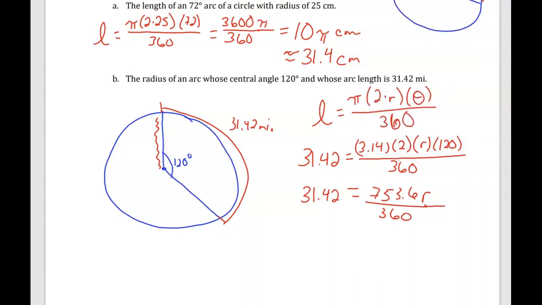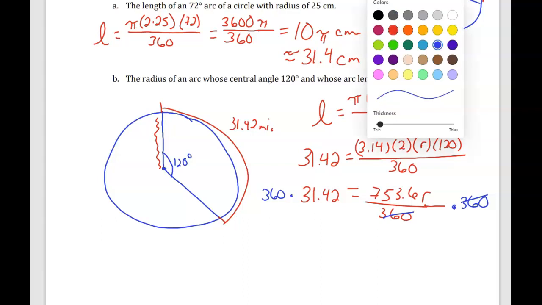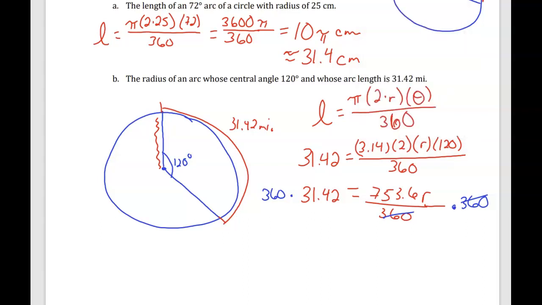Now to solve for r, we're going to multiply both sides by that denominator. So I'm going to multiply both sides by 360. That will eliminate our denominator. So that will leave me on the right-hand side with 753.6 times our r. And on the left-hand side, it will leave me with 11,311.2.